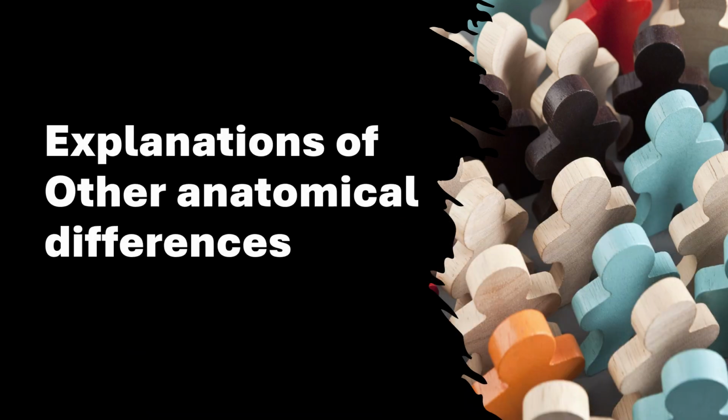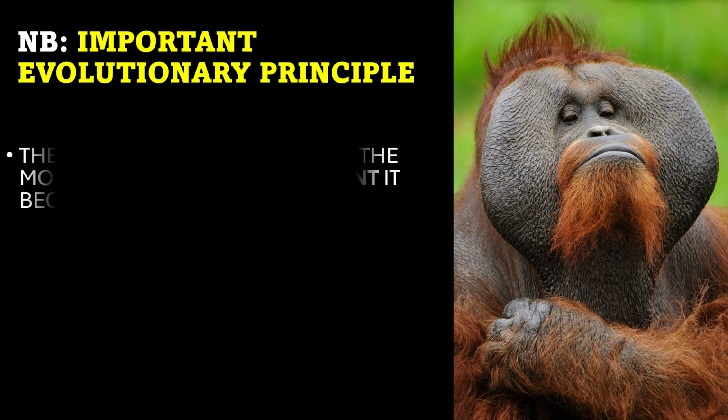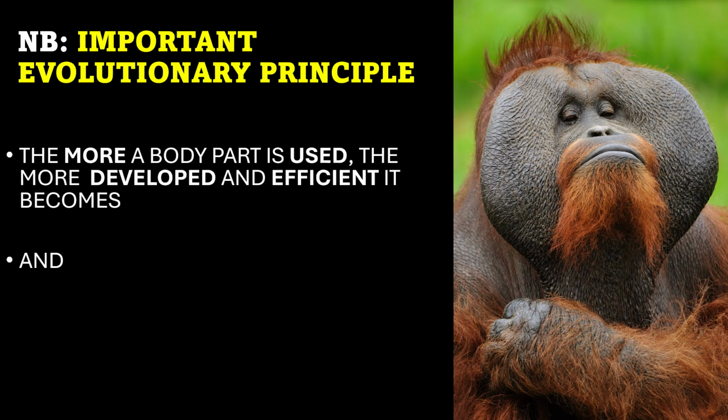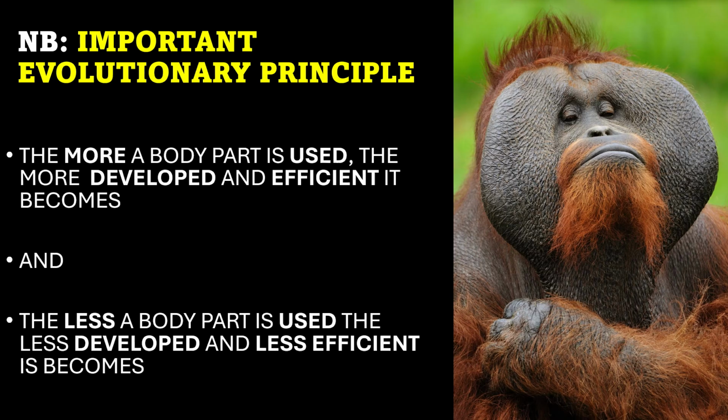All right, so this is one side of it. Now let us zoom closely and explore the other anatomical differences. So we go on to the other anatomical differences, and our explanation is based on a principle. That's the principle of use and disuse proposed by Lamarck. The more a body part is used often, the more developed and efficient it becomes. And the opposite too is true. The less a body part is used, the less developed and less efficient it becomes.